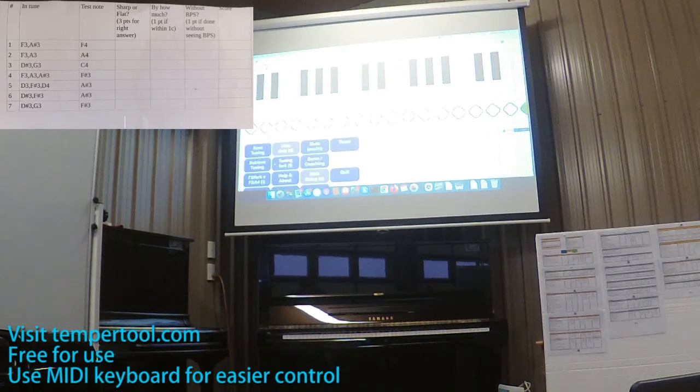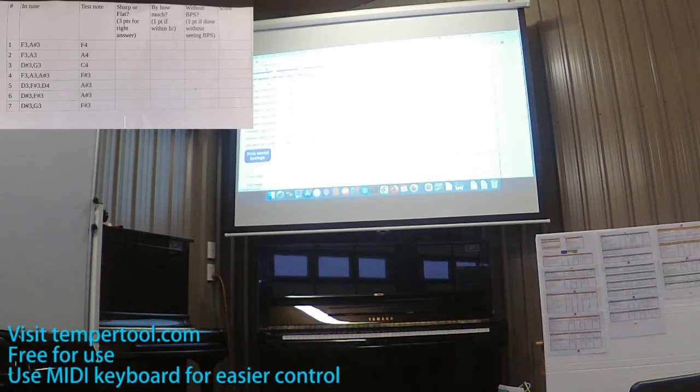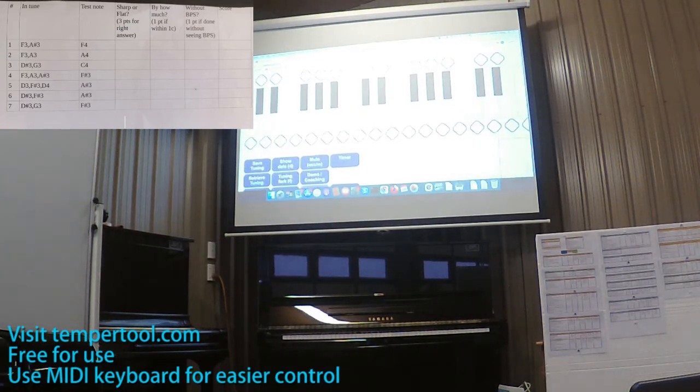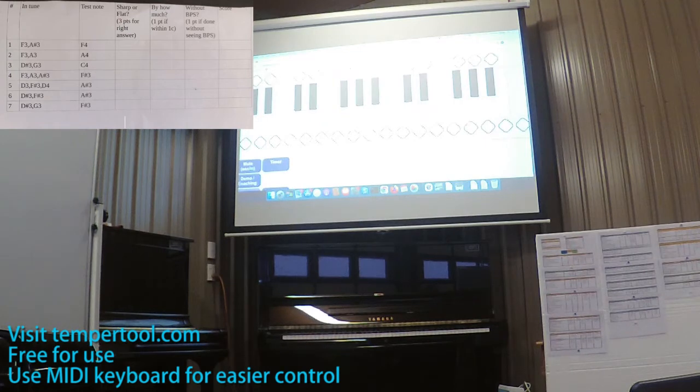Here goes number 2. Okay, here we go. You're given this interval, and we're going to tune the octave A4. So you're listening to that beat rate. Here we go with the A4. So the question is, A4 flat or sharp? What we're hearing. No, not that one. That's your test interval. This one.